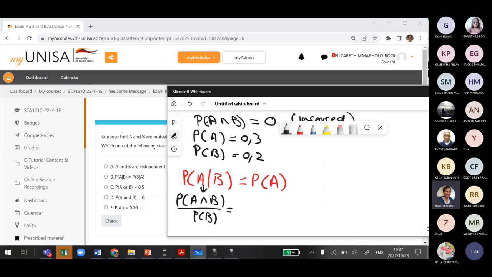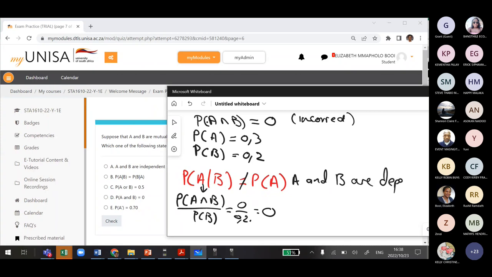In order for us to test that, we know that the formula, the probability of A given B, will be given by the probability of A and B divided by the probability of B. So what is the probability of A and B? It is 0, divided by the probability of B, which is 0.2, which equals 0, because 0 divided by any value will just be 0. So they are not independent. So number one is incorrect. The probability of A given B is not the same as the probability of A, because the probability of A is 0.3 and the probability of A given B is 0. So events A and B are dependent. We're looking for the incorrect answer. Therefore, A is the incorrect answer.